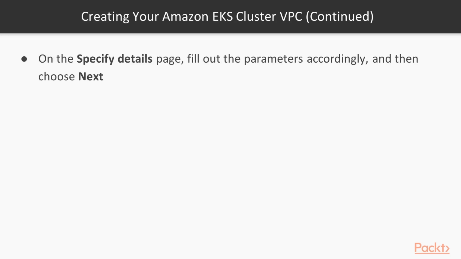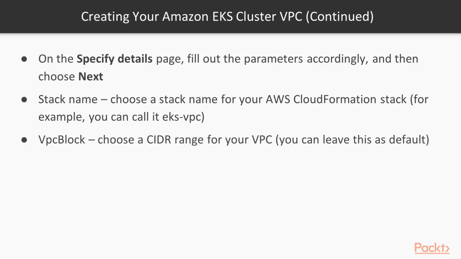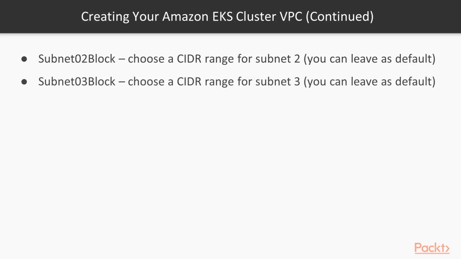On the Specify Details page, fill out the parameters accordingly and then choose Next. For the stack name, choose a stack name for your AWS CloudFormation stack. For instance, it can be EKS-VPC. Select a VPC block, which you can leave as default. For subnet 01, subnet 02, and subnet 03 blocks, you can leave all as default for now. On the Review page, choose Create, and this will create your VPC.